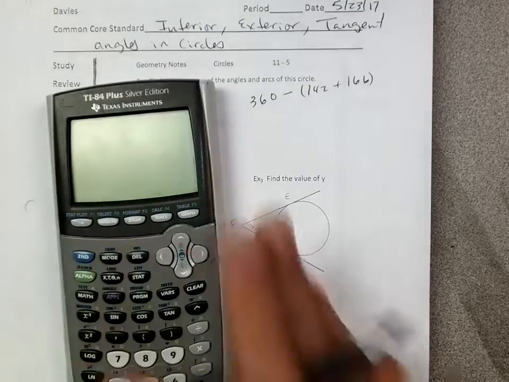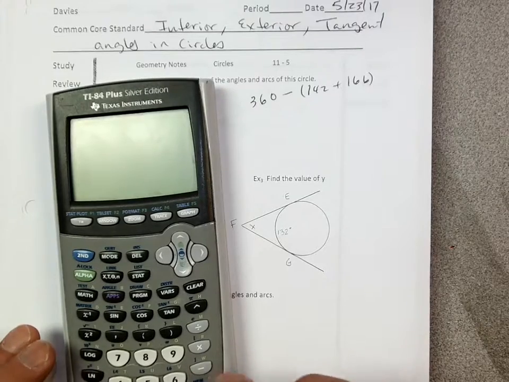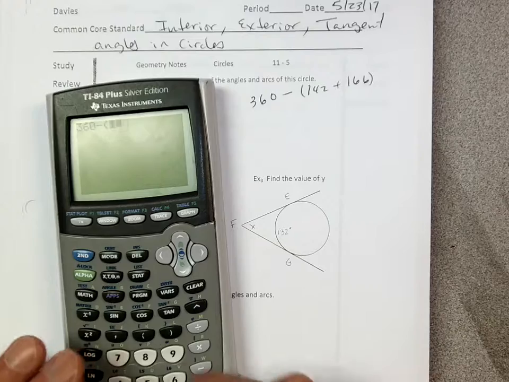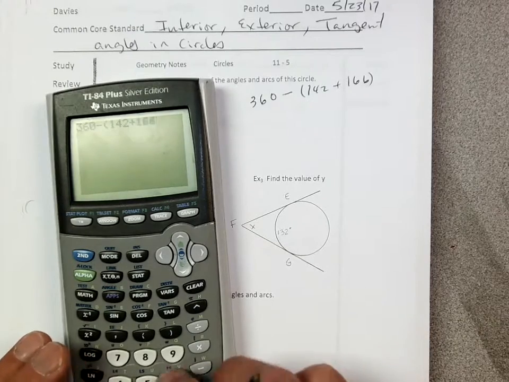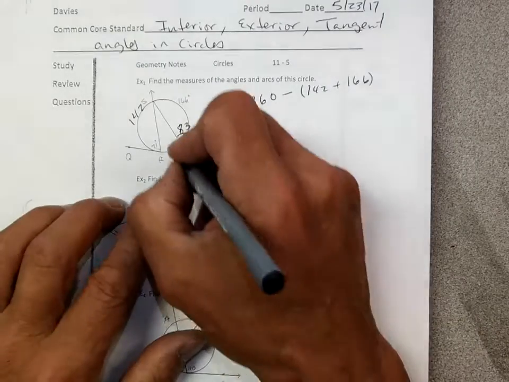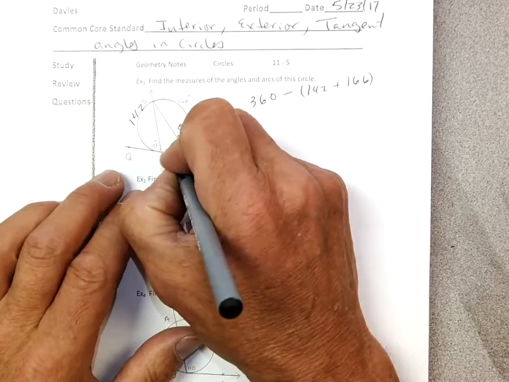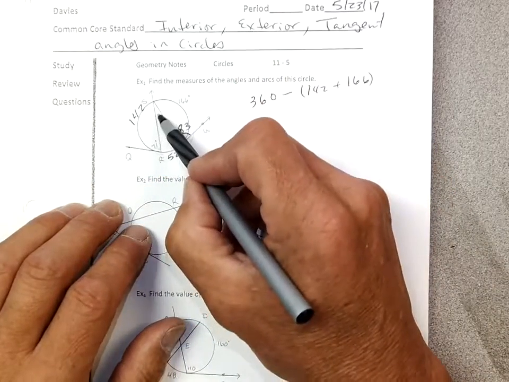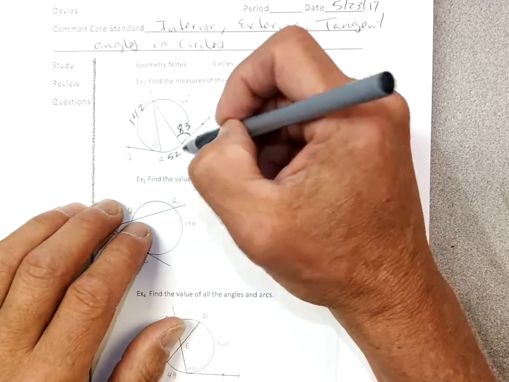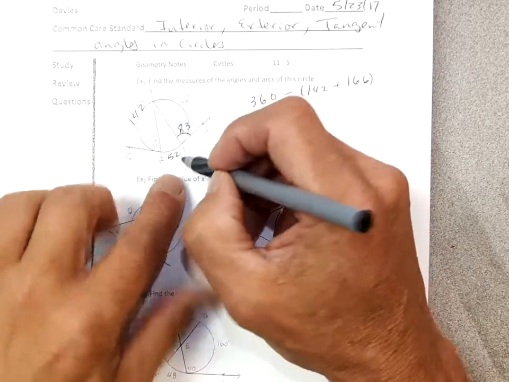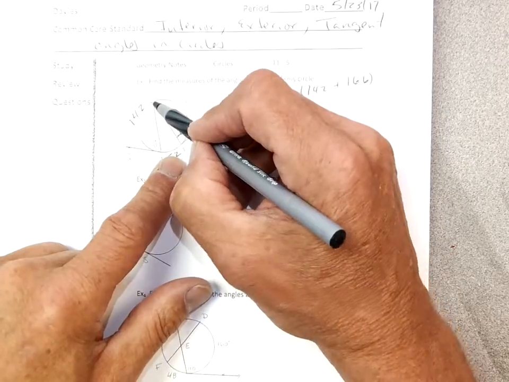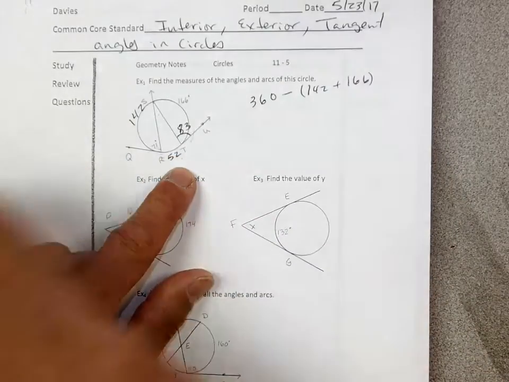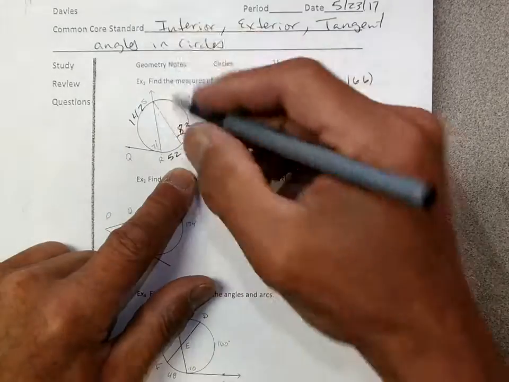So, okay, let's see what I got. 360, subtract parentheses, 142 plus 166. So this arc is 52, right? So I've got all the arcs, and finally I can find this little angle here, which is RST. I find RST, which is half of 52 because it's an inscribed angle. Inscribed angles are half of the arc, so I go 52 divided by 2, and I get 26 degrees.